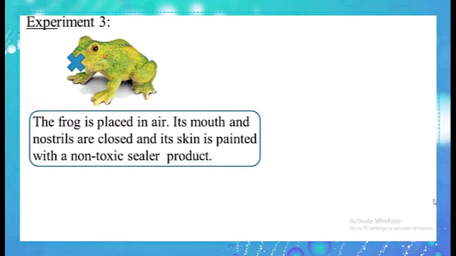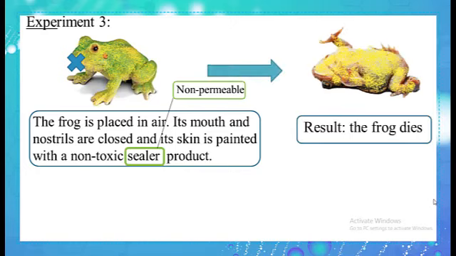Experiment number 3 now. The frog is placed in air. Its mouth and nostrils are closed and its skin is painted with a non-toxic sealer product. Sealer means non-permeable, meaning that by painting its skin, nothing can enter through the skin of the frog. The results that are obtained: now the frog dies.